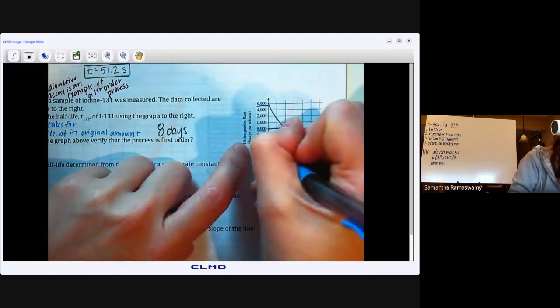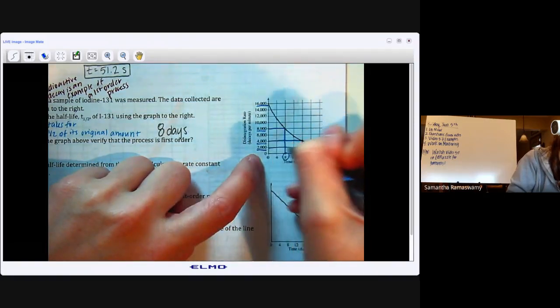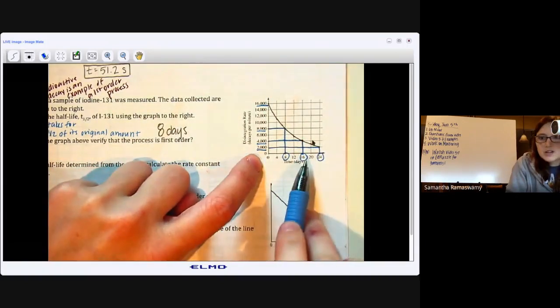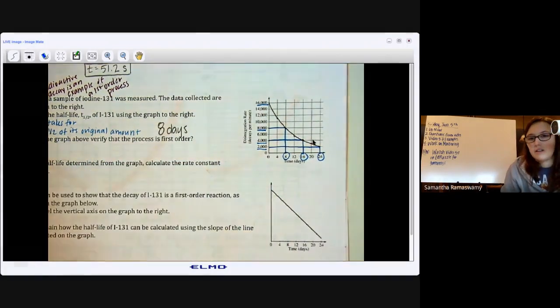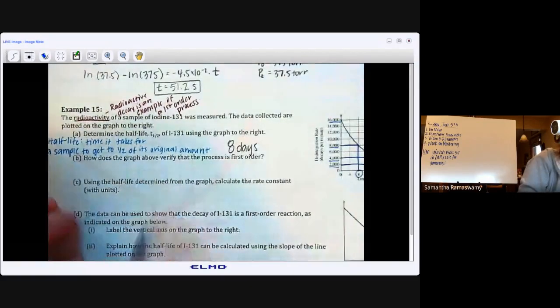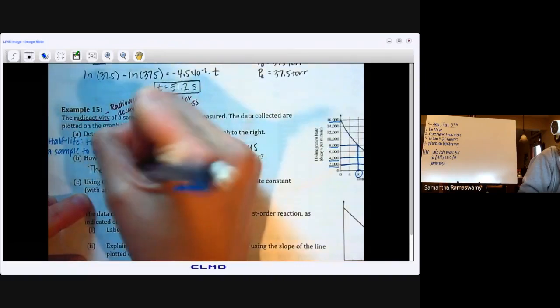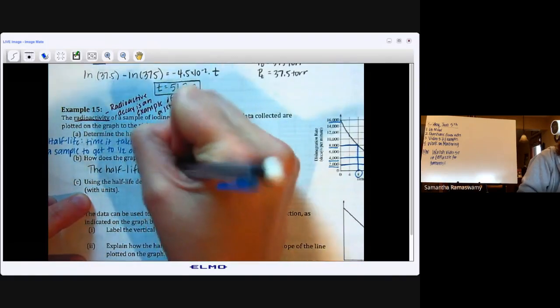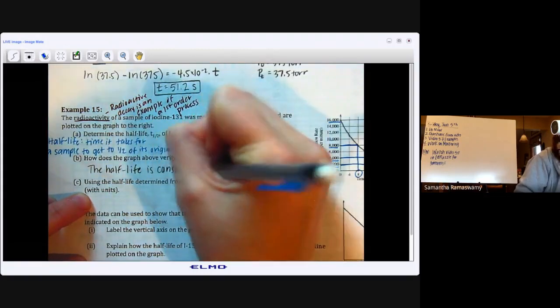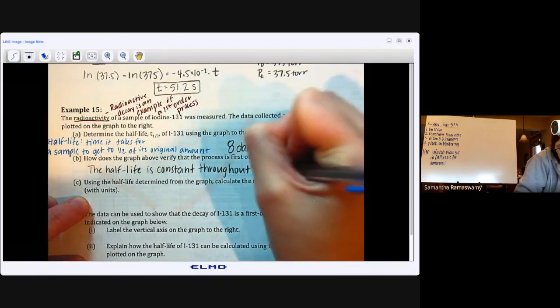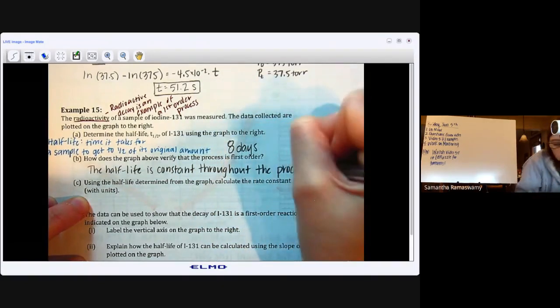Let's look again. Half of 4,000 is 2,000. Follow 2,000 all the way over to the curve and down. That's another 8 days. So the half-life is constant. Right, so how does the graph verify that the process is first order? The half-life is constant throughout the process. Since it's constant, that tells us that it's first order.